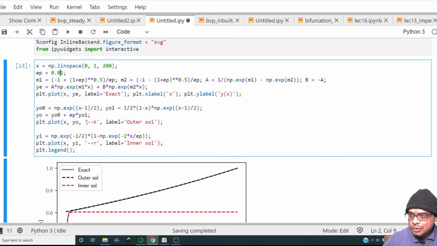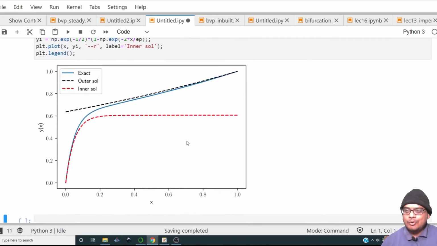And that's what we imply by matching. And in fact, let me reduce epsilon a bit. That should make it a bit more obvious. Great. So inside, this red dashed line matches, outside, this black dashed line matches. So this is by no means a complete discussion of a singular perturbation method, but I at least hope this gives you an idea of how to go about things.